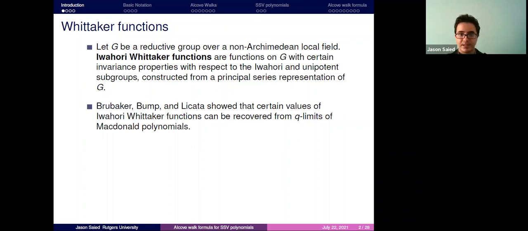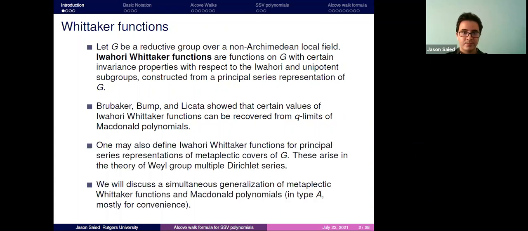What Brubaker, Bump, and Licata showed, prompted by Bogdan-Ion, is that you can recover values of these Iwahori Whittaker functions from q limits of Macdonald polynomials. And that makes them relevant to all of us, since we're here to study Macdonald polynomials.